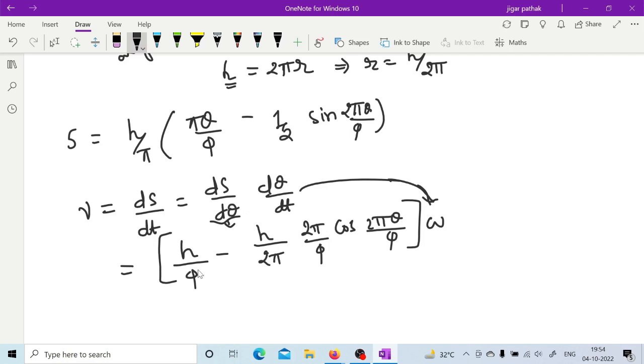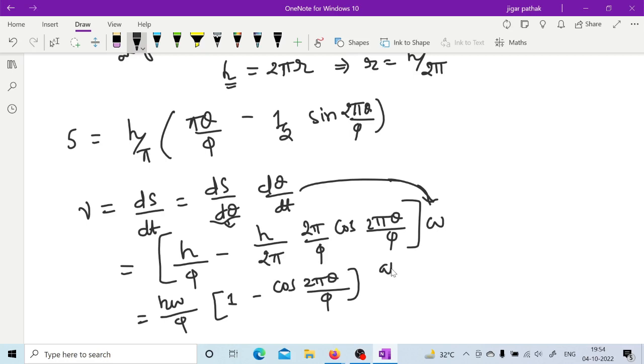So if you further simplify velocity, then it will be h omega upon phi into 1 minus cos 2 pi theta upon phi, right? Because here this 2 pi will cancel out and h omega upon phi we are taking out. So this is how you will get velocity.